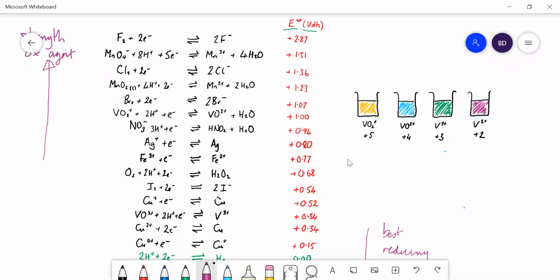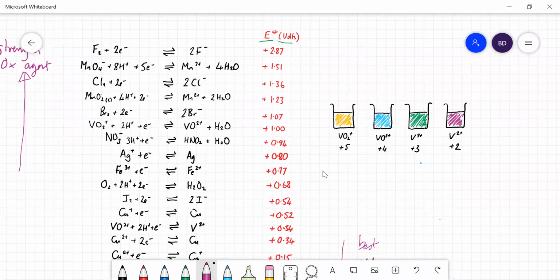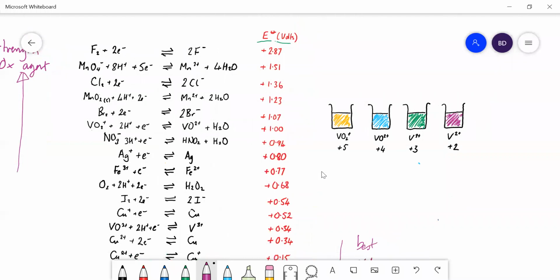Okay, now here's our electrochemical series, which you have seen before. The left-hand column is all your potential oxidizing agents, and the best oxidizer is the top left, because that has the most positive value. So it's best at sucking in electrons and accepting them, ripping electrons off other things.